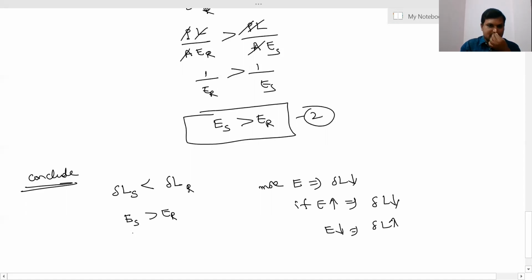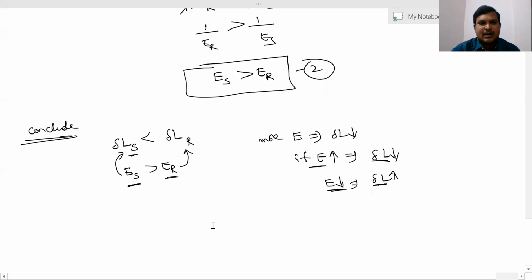Young's modulus of steel is greater than rubber. So the higher the Young's modulus of steel, the lesser the deformation. The lower the Young's modulus of rubber, the higher the deformation. So we can observe that if E is high, delta L is less. If E is less, delta L will be more. So this is what we can conclude.